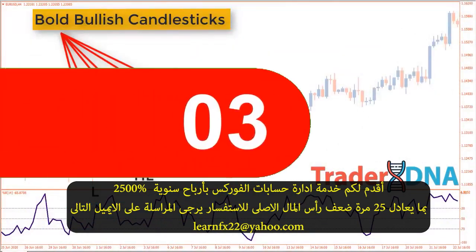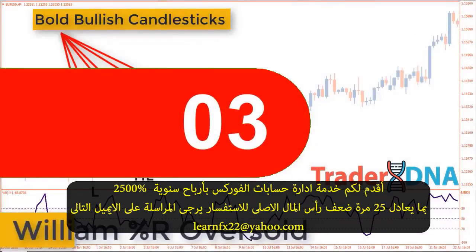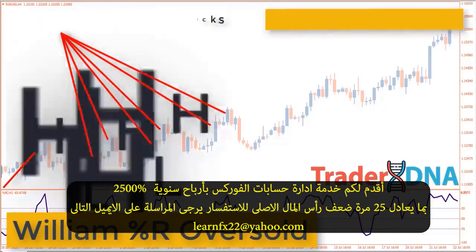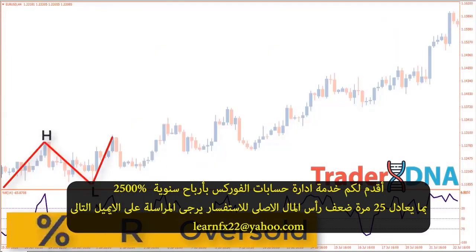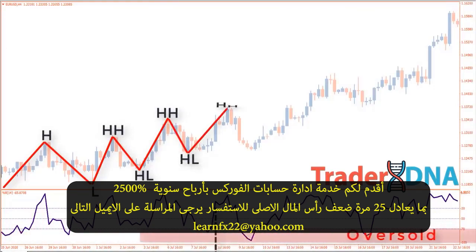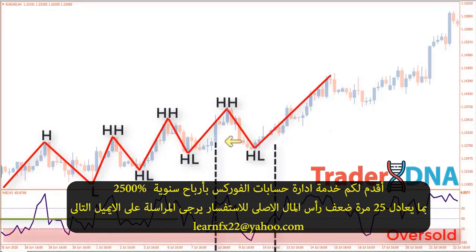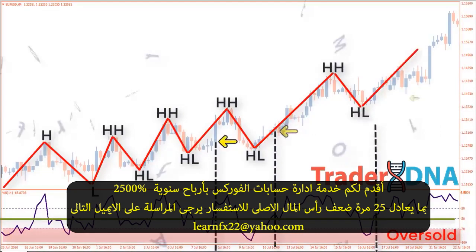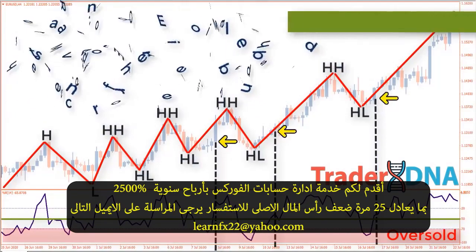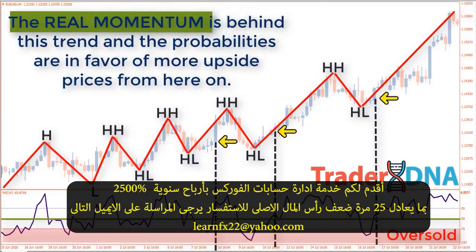Step 3. Wait for the Williams %R indicator to get oversold, or below -70, then rallies above the -50 level before buying. We're going to use the Williams %R indicator in a smart way. In an uptrend, we buy after the indicator has reached oversold conditions, or below -70, and then rallied back above the -50 level. Now, we have confirmation from both the price and the momentum indicator. The real momentum is behind this trend, and the probabilities are in favor of more upside prices from here on.